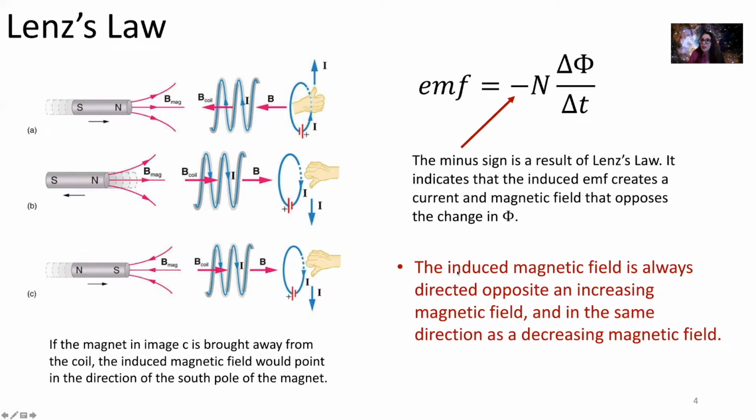Now, the important thing is that this induced magnetic field that we induce by the changing flux is always directed opposite of an increasing magnetic field and in the same direction as a decreasing magnetic field. Okay, so that's what this figure explains right here.